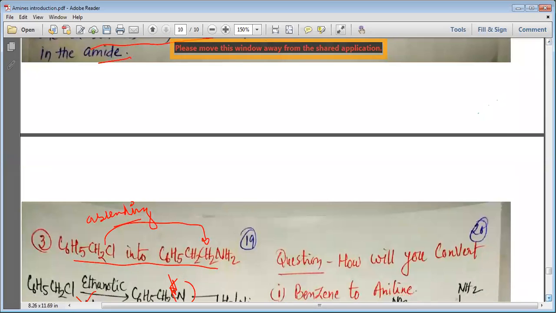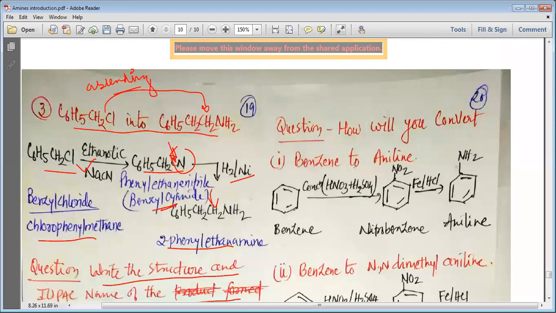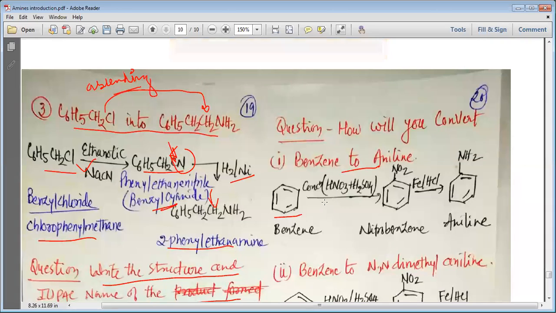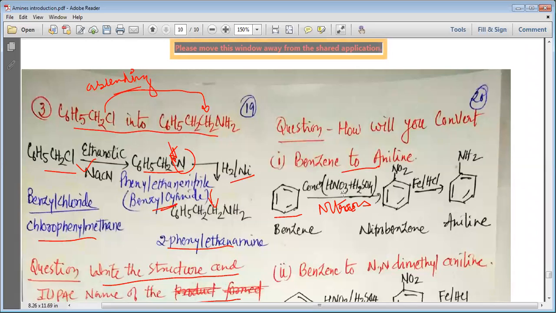How will you convert the benzene to aniline? So to convert benzene into aniline, first we take benzene and do the nitration with the concentrated H2SO4 and HNO3. We get nitrobenzene, and this nitrobenzene, when allowed to react with the iron and HCl, that is iron scrap and HCl, we get aniline.